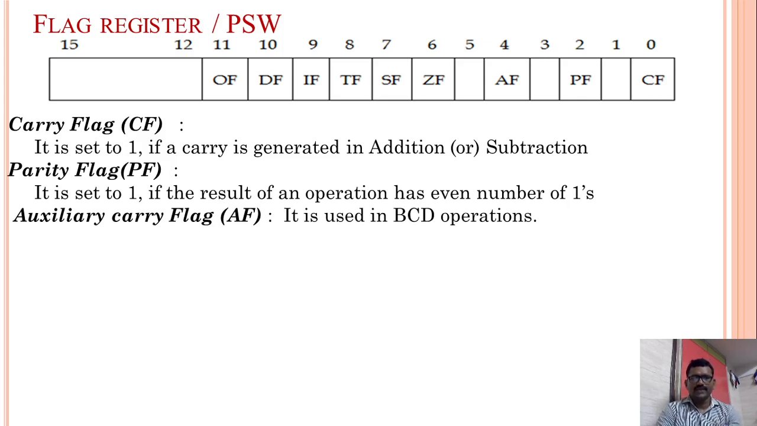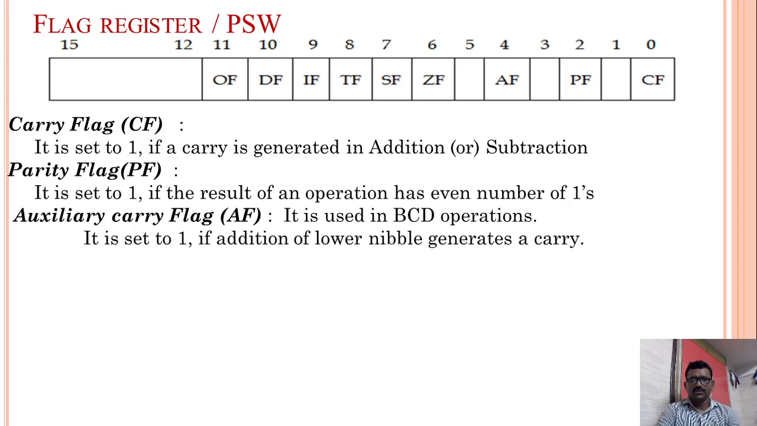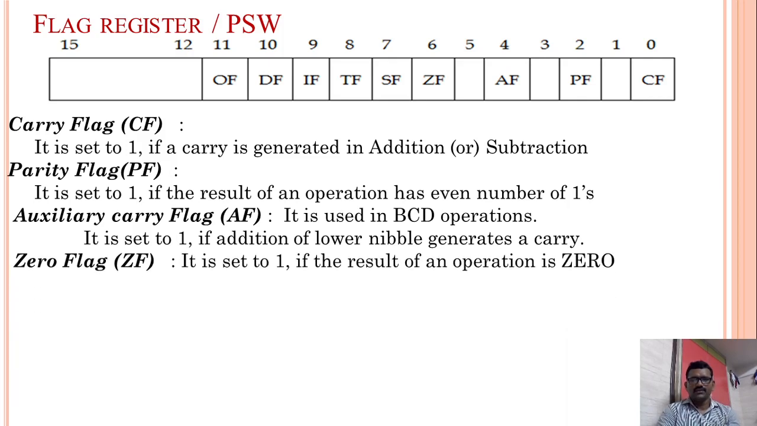And coming to auxiliary carry flag, the auxiliary carry flag is set to 1 if there is an internal carry from the lower nibble to the higher nibble, that is, D3 bit to D4 bit, during operation. Okay, zero flag. The zero flag is set to 1 if the result is 0. That means if all the bits of the result are 0, then it will go to 1.